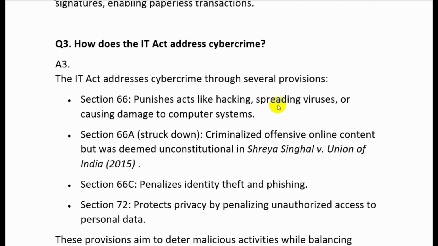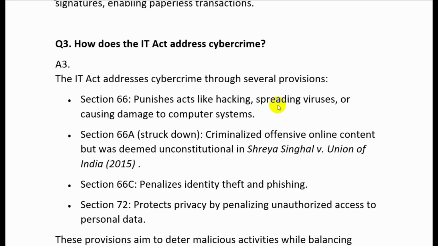How does the IT Act address cybercrimes? The IT Act addresses cybercrime through several provisions. Section 66 punishes acts like hacking, spreading viruses, and causing damage to the computer system. Section 66A, which has now been struck down by the Supreme Court, earlier criminalized offensive online content but was deemed unconstitutional in Shreya Singhal versus Union of India, 2015.